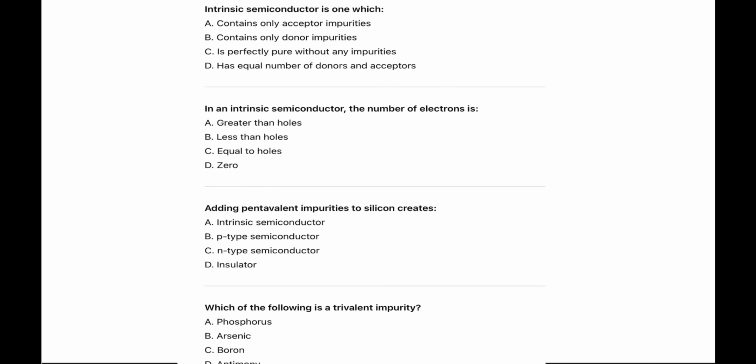We can go to the answer. The intrinsic semiconductor is one which is perfectly pure without any impurities. The answer is option C. Next we can move on to the next question.